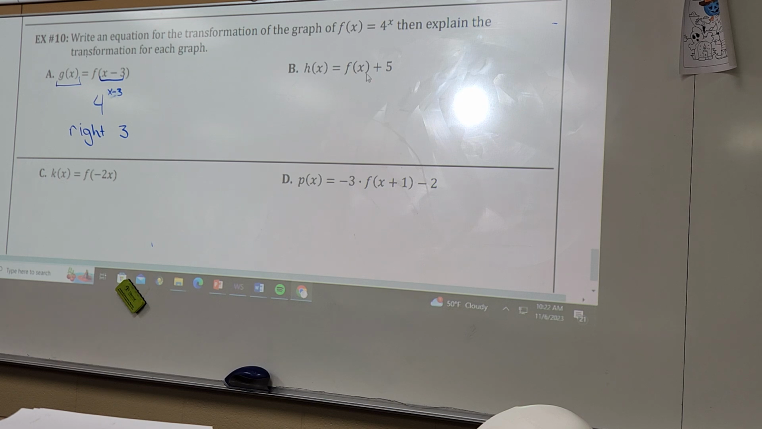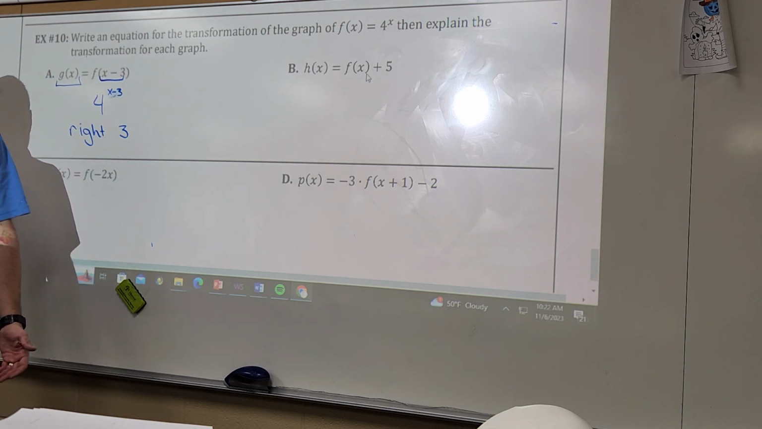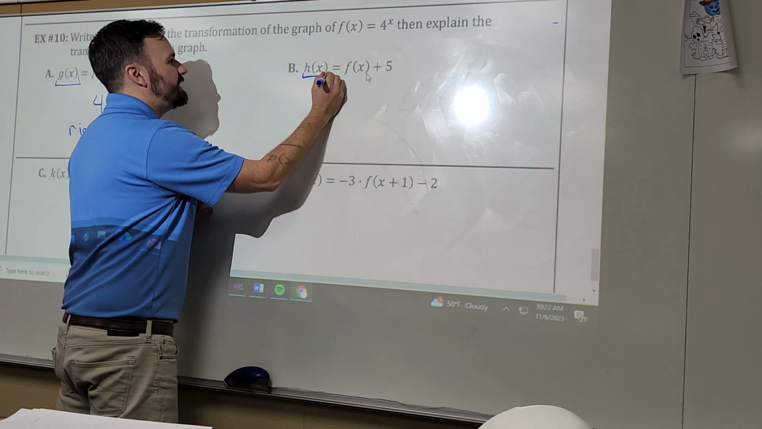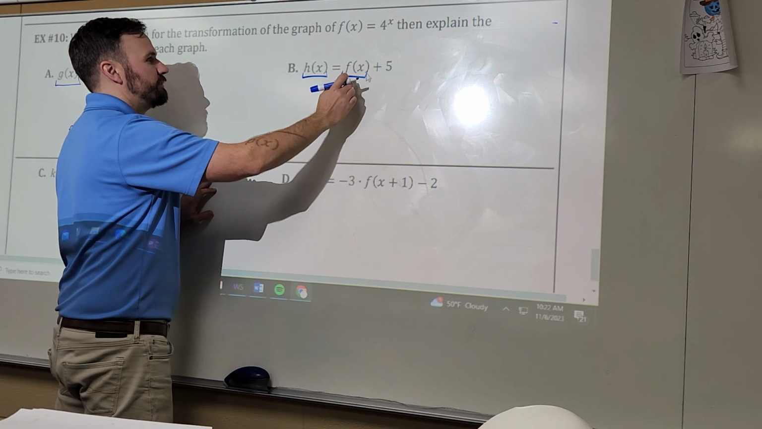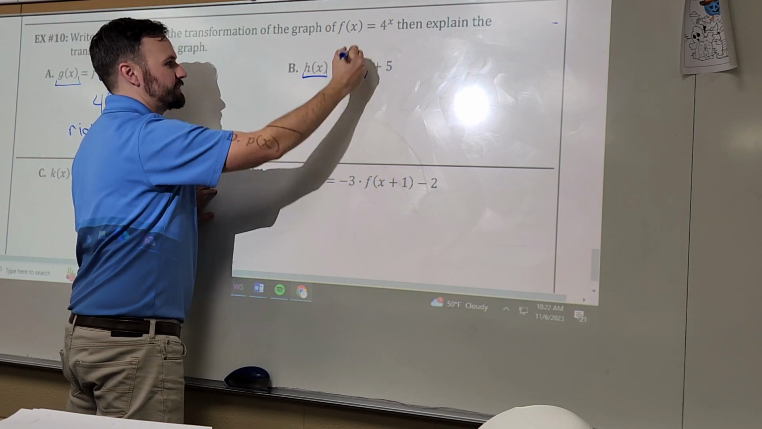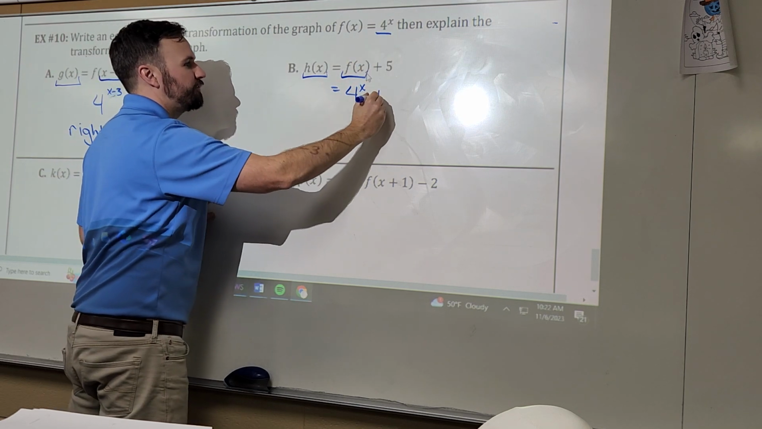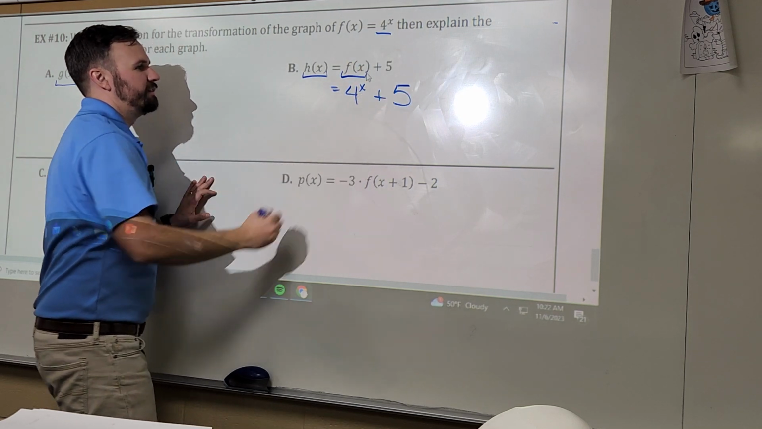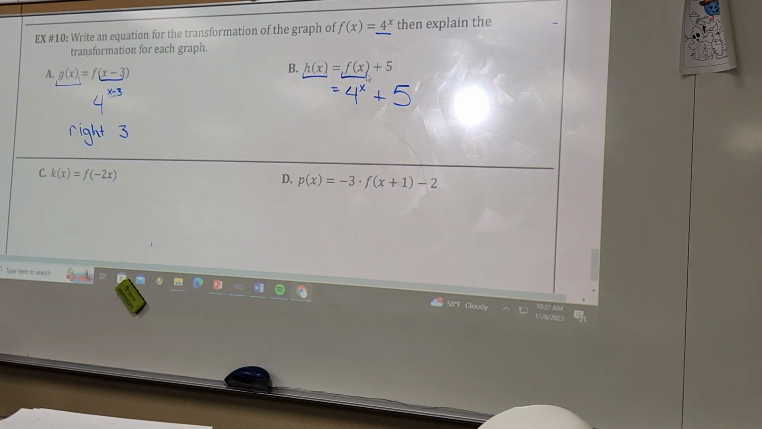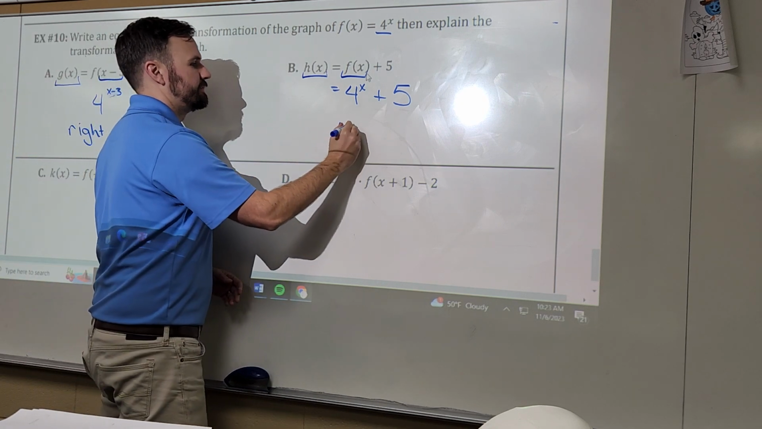Composite functions. We haven't even learned about composite functions yet. That's what 2.7 is about. That's also something difficult about pre-calc, is sometimes you need to know everything to know a new thing. So my h of x is equal to f of x plus 5. What's my f of x? 4 to the x. Then the plus 5 gets tacked on at the end. Is that by my x or around the whole thing? Around the whole thing. So that's going to move it up 5.